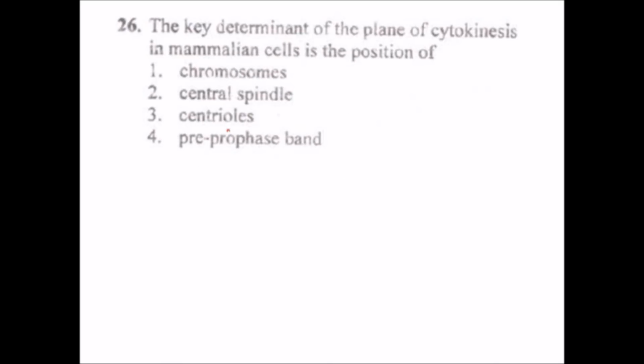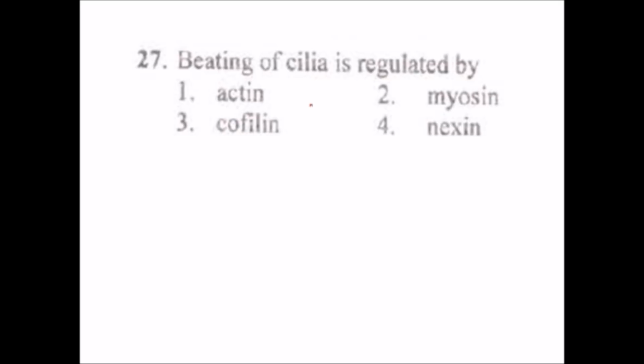Next question is that the key determinant of the plane of cytokinesis in a mammalian cell is definitely the central spindle, which is involved during cytokinesis. It pulls the spindle fibers towards the pole and helps in the equal distribution of chromosomes to its daughter cells. Next is that the beating of cilia is regulated by nexin.